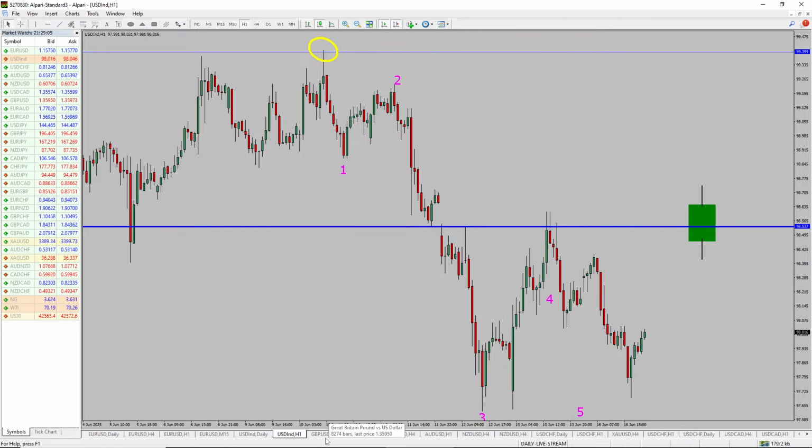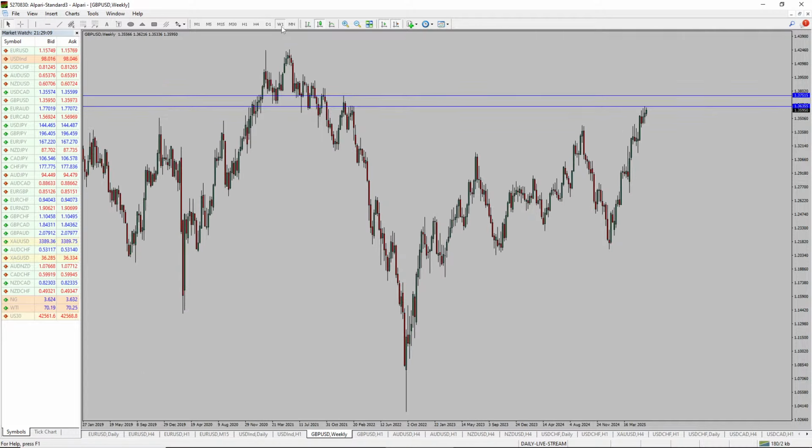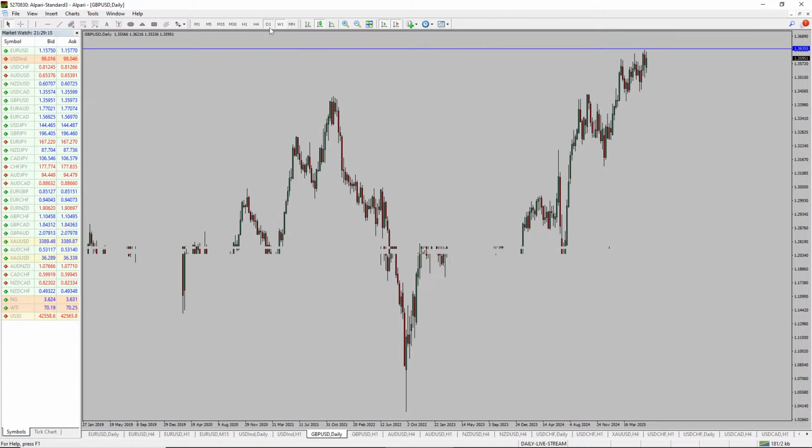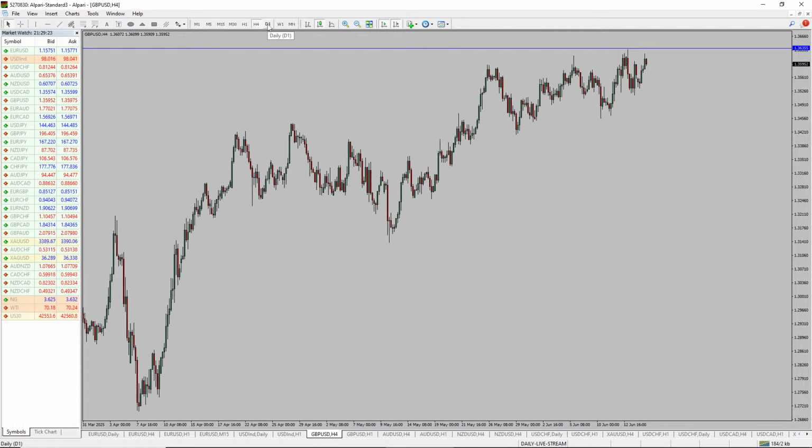Okay, next one is the GBP USD currency pair. The pound dollar is trying to reach this long-term resistance level. I did the weekly analysis on Sunday. You can check out that video. It's still available online on my YouTube channel.